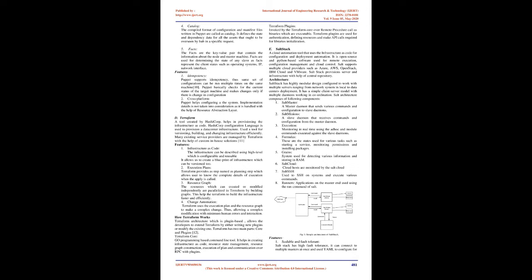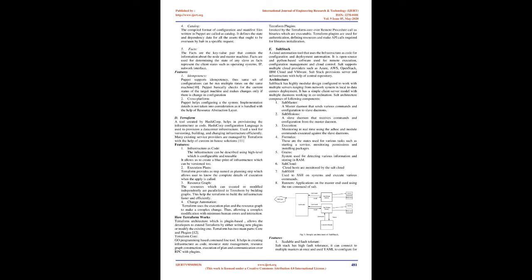Features. 1. Idempotency. Puppet supports idempotency. The same set of configurations can be run multiple times on the same machine. Puppet basically checks for the current status of the target machine and makes changes only if there is a change in configuration. 2. Cross-platform. Puppet helps configuring the system. Implementation details are not taken into consideration as they are handled with the help of the resource abstraction layer.